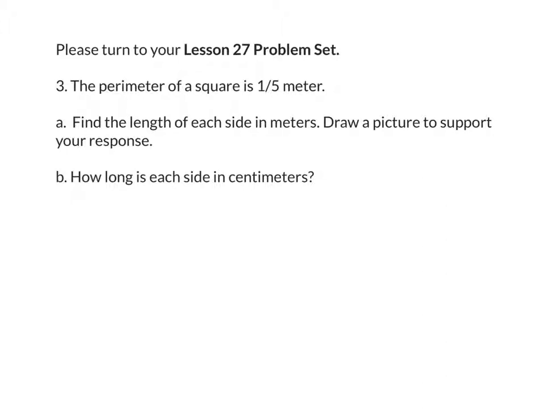So if we know that the perimeter of a square is 1/5 of a meter, what's important about squares? All 4 sides are the same length. That means if I added from here to here, plus here to here, plus here to here, plus here to here, all together, the perimeter is 1/5 of a meter. Well, if I know that, how can I find out how long this side is?